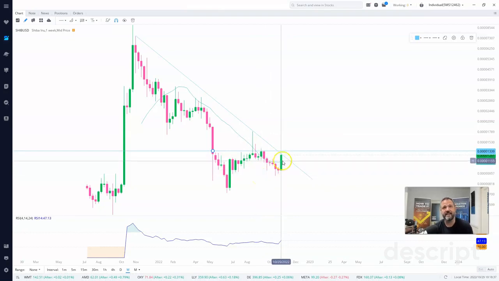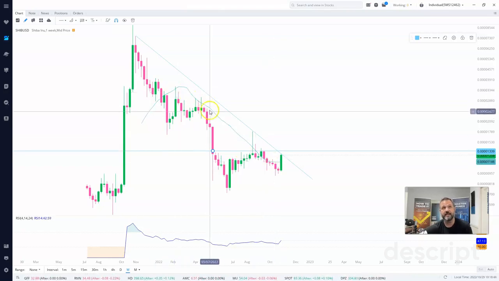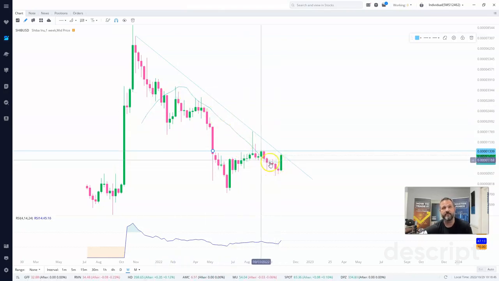Now, you'll notice that it hasn't closed above this 10 in a long time. This is the 10 EMA. It hasn't closed above it. The last time we tried, it faked hard and it was another short.